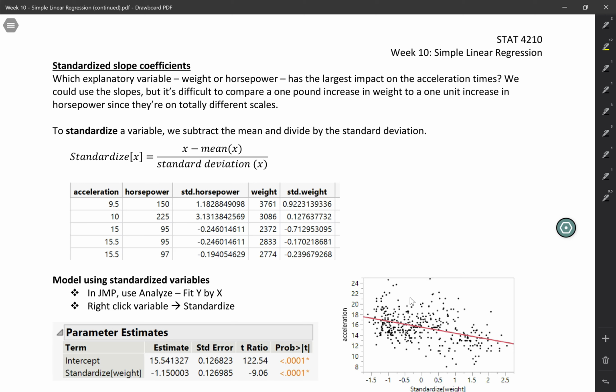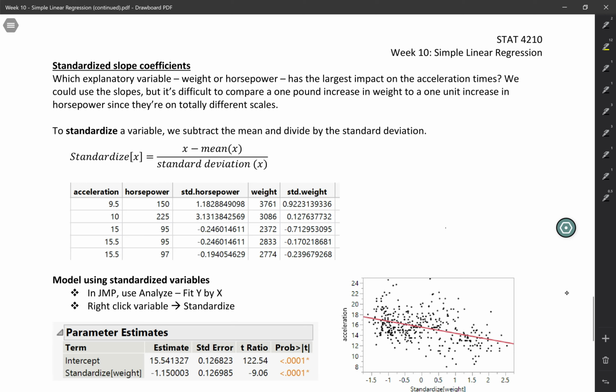So we could think about comparing the slopes, but it's actually difficult to compare because remember that units are important when you're talking about the slope. And it's really hard to compare a 1 pound increase in weight to a 1 unit increase in horsepower, whatever that is. So one option to make these units comparable would be to standardize the variable. So that means that we're going to subtract the mean and divide by the standard deviation.